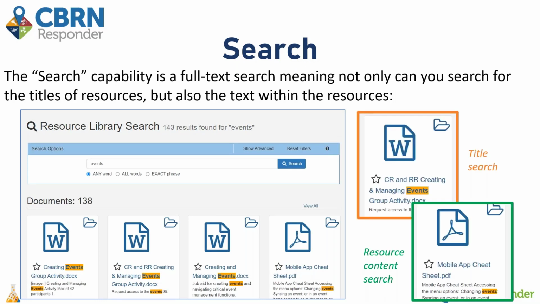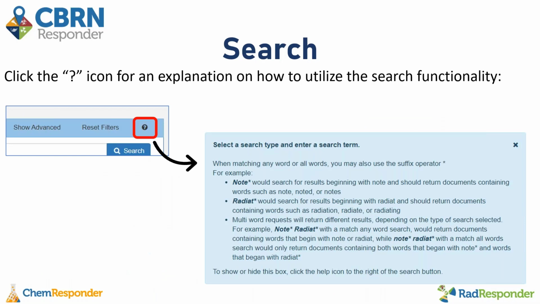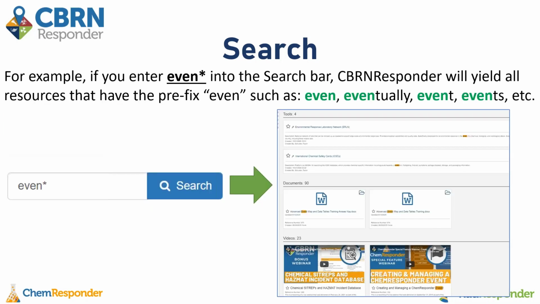The search will highlight the word that you're searching for. In orange, the title search is appearing, and in green, the content or in-document text search is appearing. You can always click the question mark icon for an explanation on how to use the search functionality. So for example, if you enter the word event with an asterisk into the search bar, CBRNResponder will then yield all resources that have the prefix of event. So it will include resources that have the word event, eventually, events, etc.